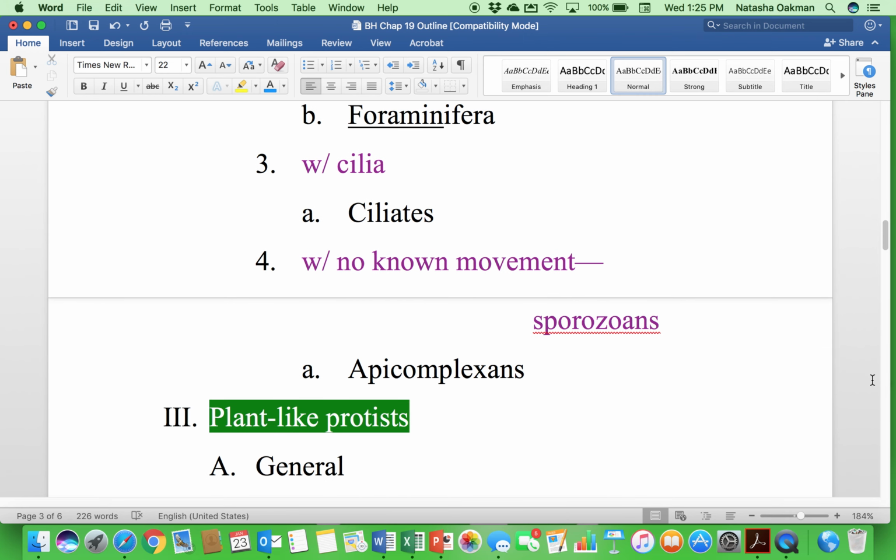Then we talked about the plant-like protists. Plant-like protists are like plants in that they are autotrophs. They are photosynthesizers for the most part. But they are not considered plants because they do not have true stems, roots, or leaves.